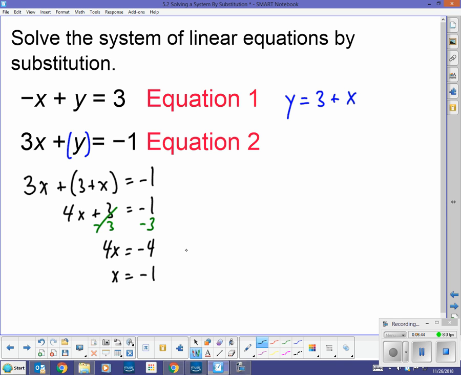I still have to substitute back into one of the original equations. I can still use this one because it's really the same equation as this one. I cannot use this one, of course. I have to use one of the original ones. So I'll use this one. So y equals 3 plus x, but in this case x is negative 1. So 3 plus negative 1, same as 3 minus 1, is 2. So our solution here is negative 1, 2.